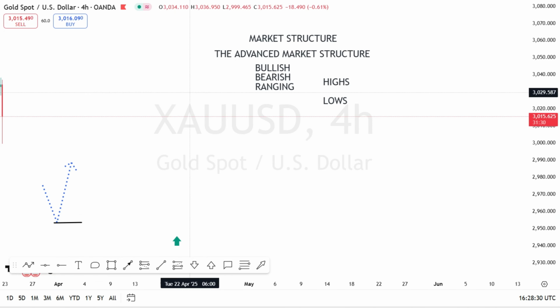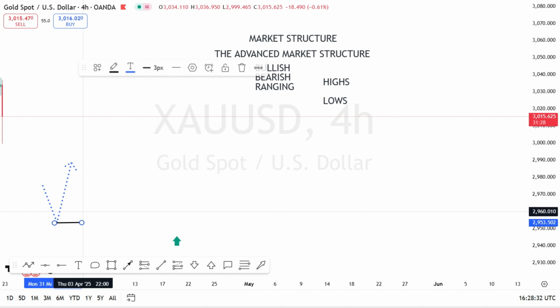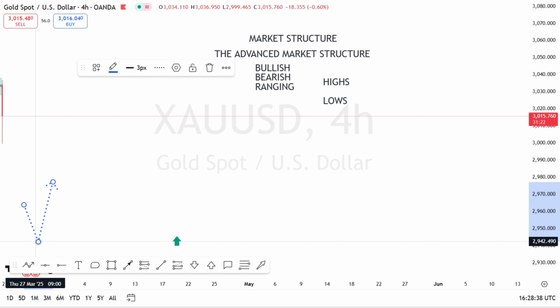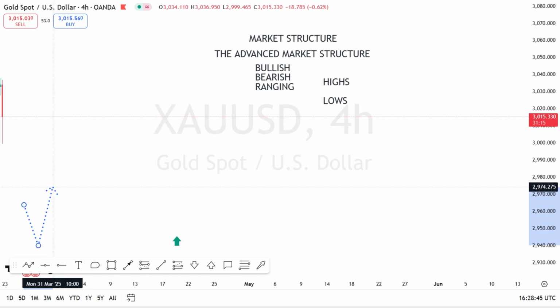So this is it. In the bullish market, the market will first create what? A low over here, and will create a high over here. All right. So we have our low over here, and we have our high over there.